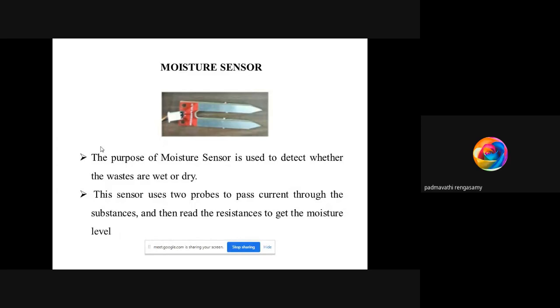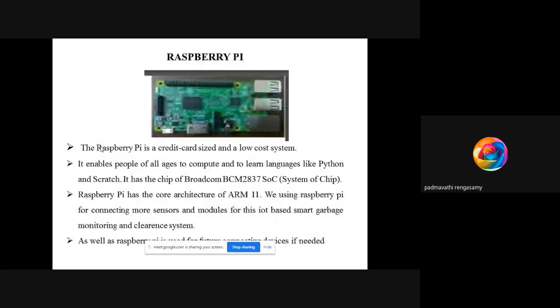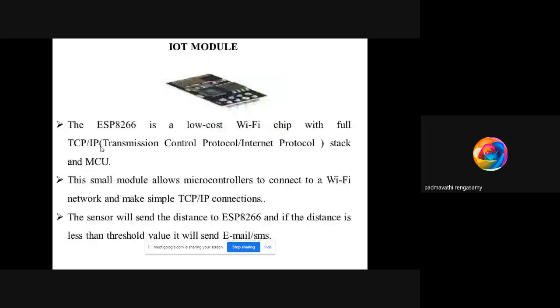It can be automatically divided. If it is dry waste, it goes into the dry bin. If it is wet waste, it will be separated into the wet bin. We are using the Raspberry Pi for connecting these modules like IoT, Wi-Fi, and LCD display. Different types of sensors have been connected to the Raspberry Pi, which is able to collect the data.